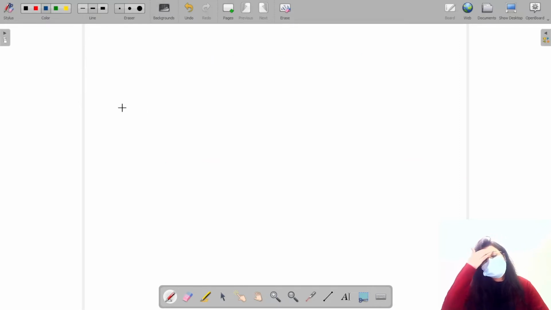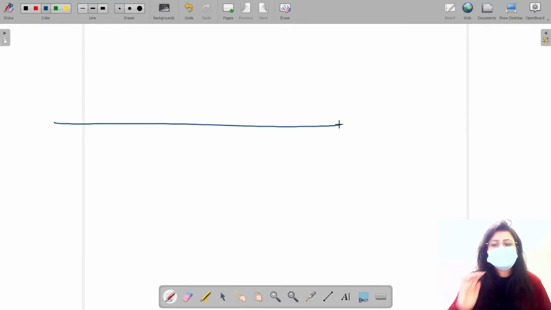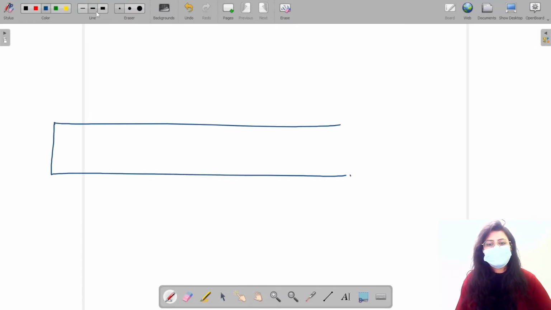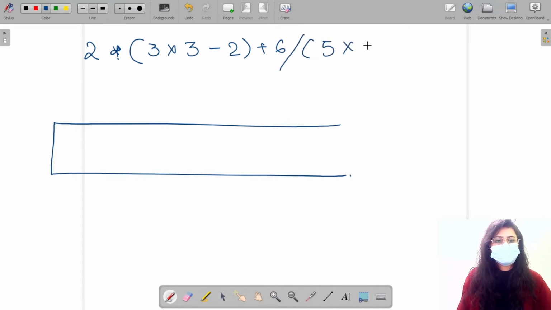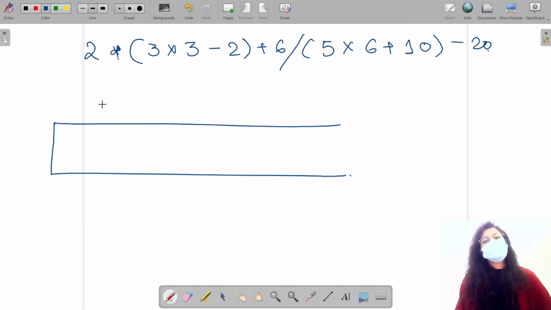So how are we gonna do this? We'll make a stack, right? So if we have the equation 2 plus 2 multiply by, we have 3 into 3 minus 2 plus 6 divided by 5 into 6 plus 10 minus 20, right? So this is the given equation.